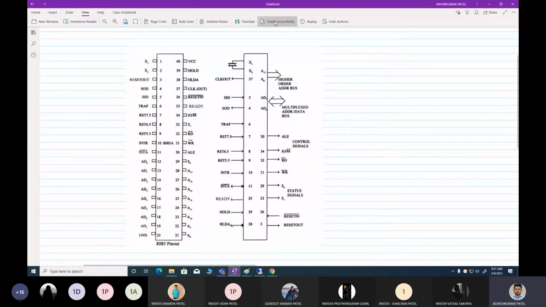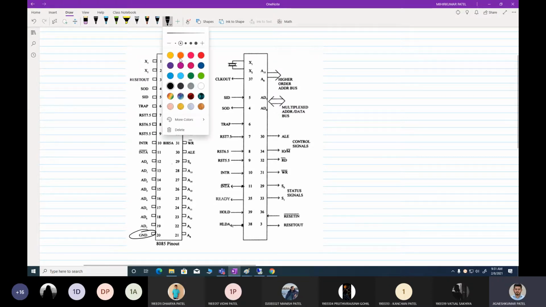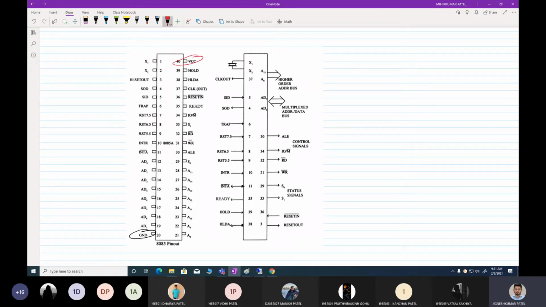Now here, the very basic pins are just two. The first one is this pin, ground, and the other one is this VCC. These two are very basic pins. What are we going to do with VCC and ground? We know that any IC that you use mostly requires power to operate. That power would be given using the VCC and ground.